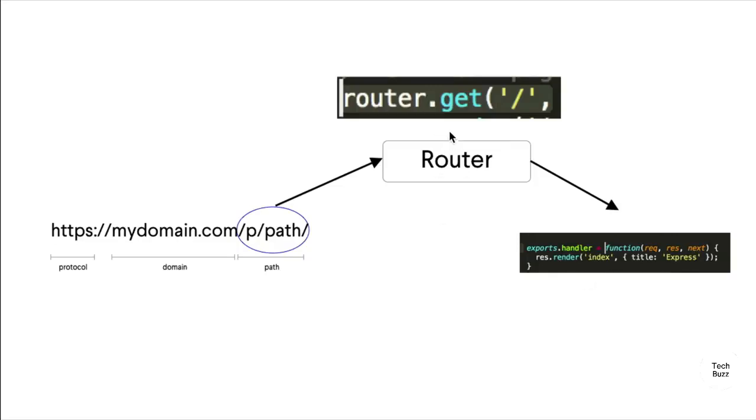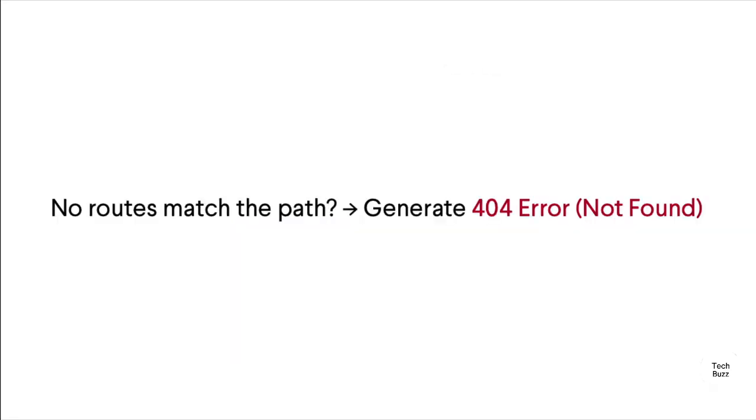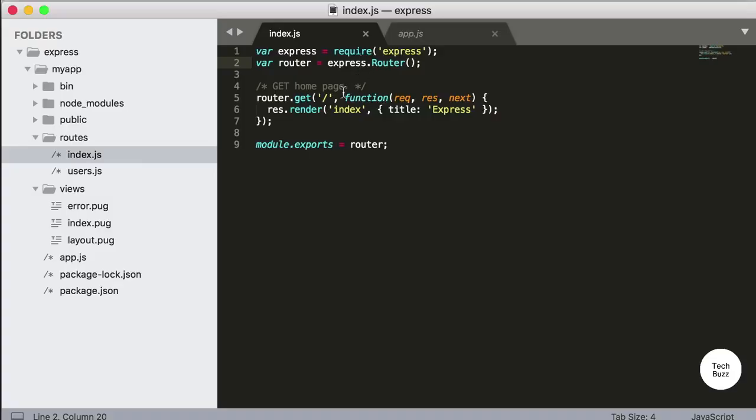The last bit of detail here is that the get method here is defining the HTTP method that this route handler is limited to. It only responds to this get method. If there are no routes that match for a given path or HTTP method, our application generates a 404 error, which means not found.